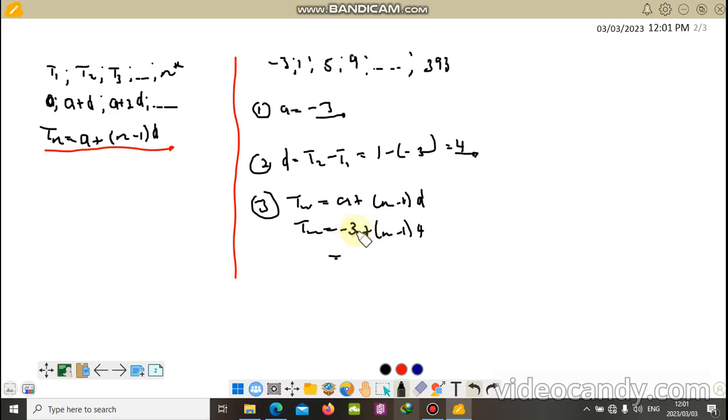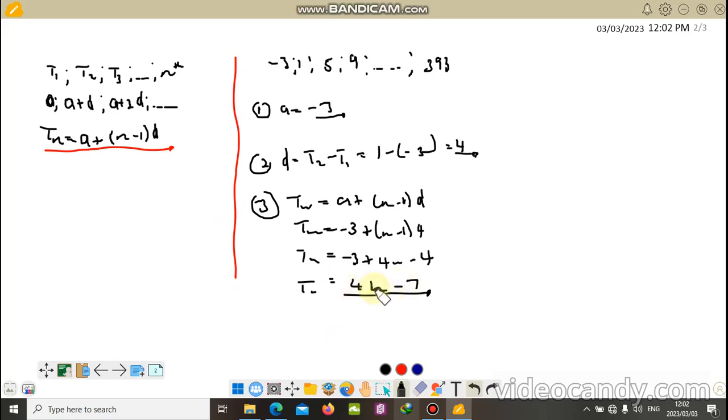So if they say write the general equation of that, we wrote it here using this standard formula. Here I'm just expanding. It's -3, then -3, and plus 4 times n is 4n. 4 times -1 is -4, so we have 4n, -4, -3 is -7. So this is the general formula for this: 4n - 7.